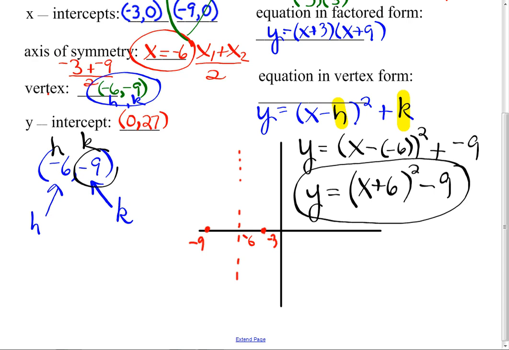We put it all together now. Look at everything we found: the intercepts, axis of symmetry, the vertex, the y-intercept. We have our general form that was given, our factored form, and our vertex form. We're going to be switching back and forth between all those forms. To get the vertex form from the general form is hard. It's beyond what we're going to do in this class.